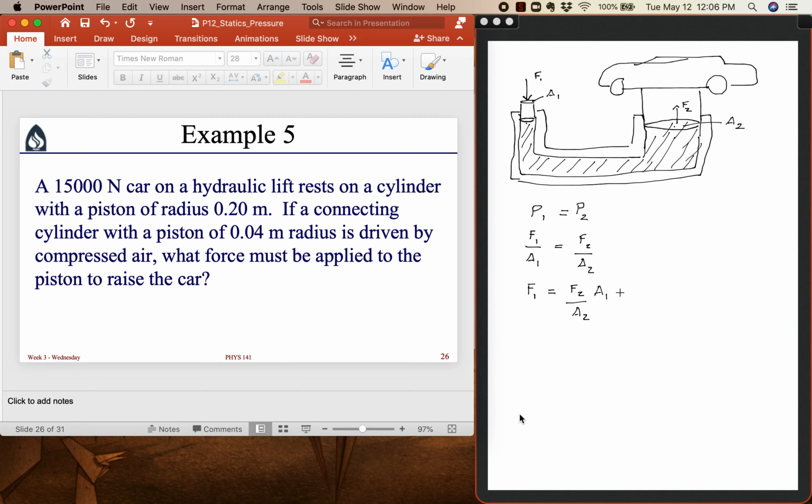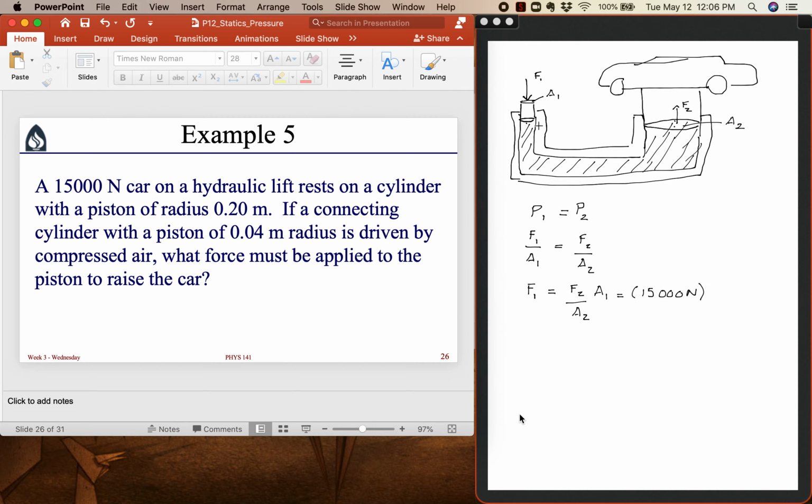So then we can start plugging in numbers. F2, that's the force that this cylinder has to support, which would be equal to the weight of the car. If we're supporting the car with the lift, we have to be able to support the car's weight. And so that's going to be 15,000 newtons.